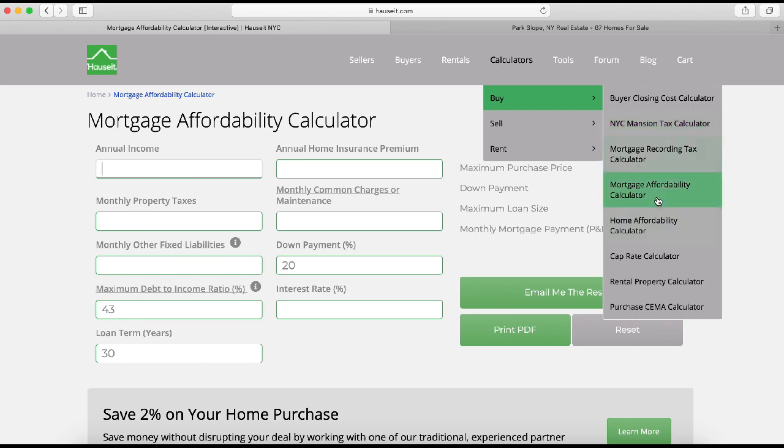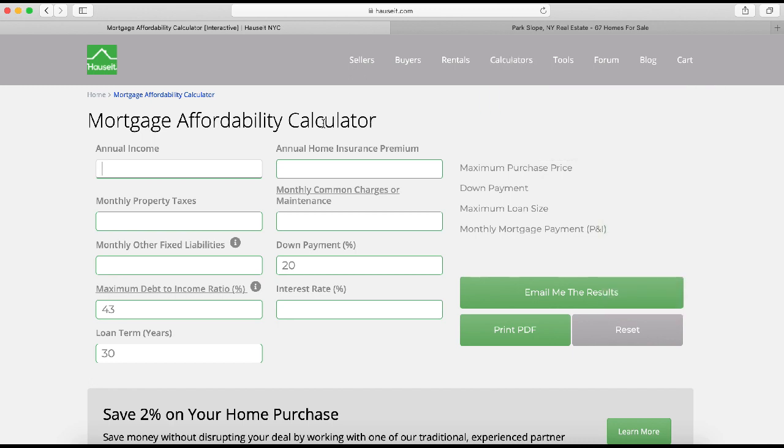There's also a couple other calculators, mortgage recording tax calculator. If you're financing and buying a condo, that's important to think about. And if you're buying an investment property, you may want to look at the cap rate calculator that helps you crunch numbers and come up with essentially the economics of an investment and determine how it compares to other properties you might be considering.